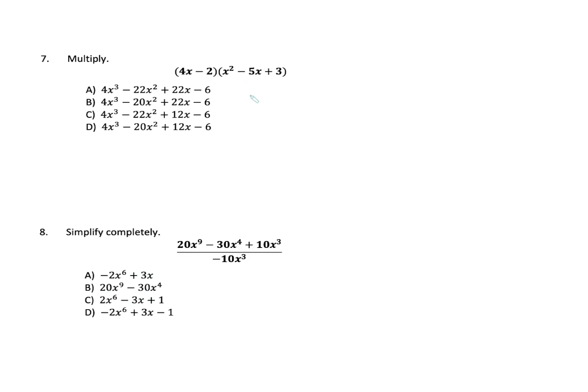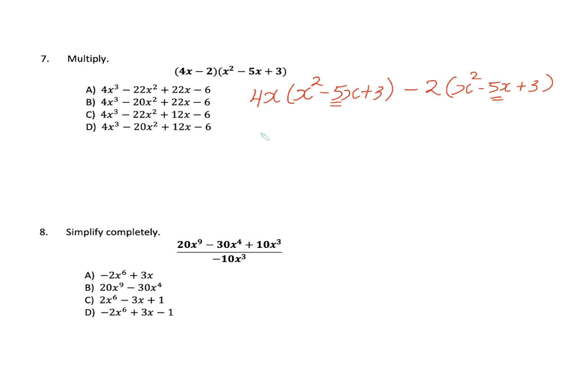Here I have another polynomial, and we're multiplying. So I have 4x minus 2 multiplying x squared minus 5x plus 3. Now I'm going to do this the distribution way. So the 4x is multiplying the x squared minus 5x plus 3. And then the negative 2 is multiplying the same thing, x squared minus 5x plus 3. So always remember that these two parentheses should be identical. And now I'm going to distribute.